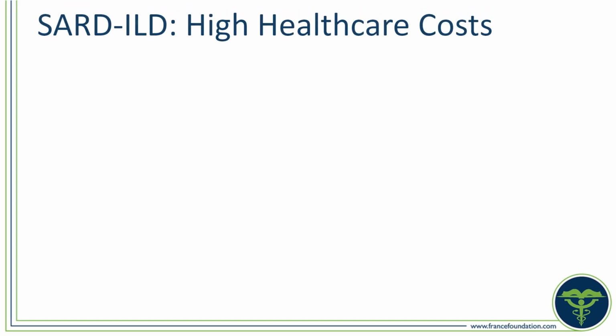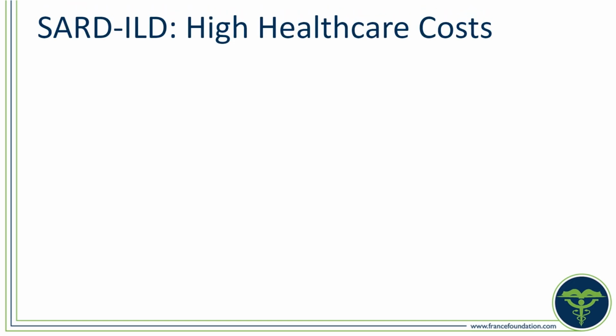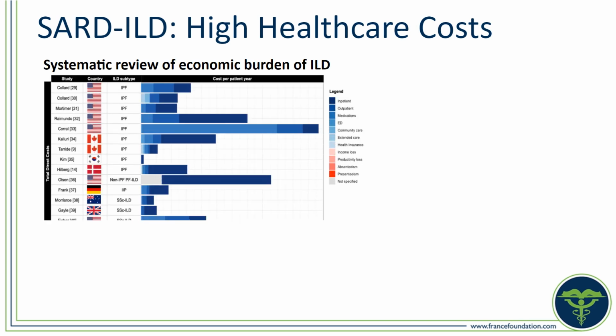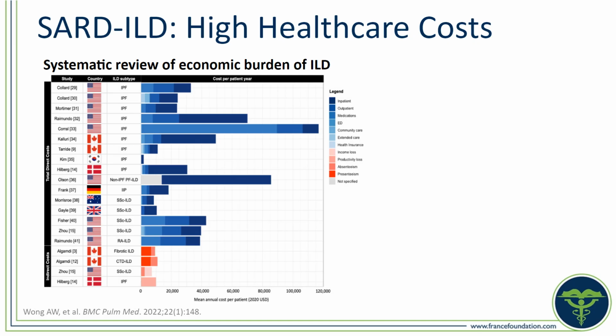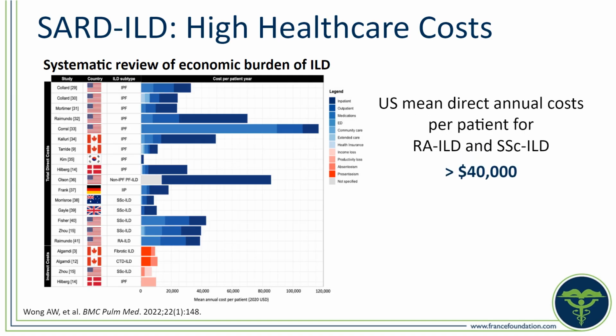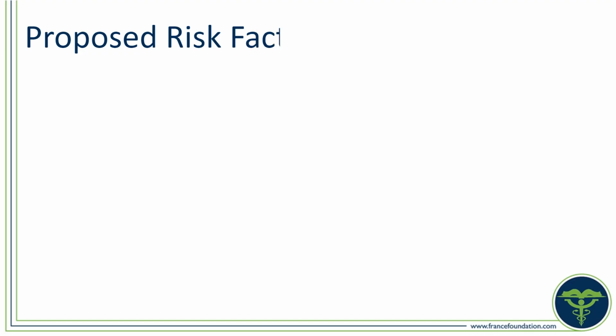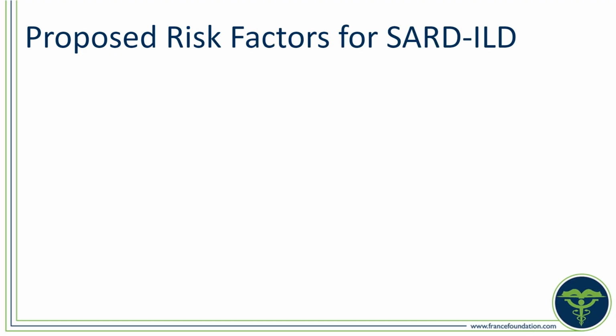Finally, interstitial lung disease also has a high economic burden. In this systematic review, they estimated that the direct annual costs of interstitial lung disease in RA and systemic sclerosis were greater than $40,000 per year. Now that we understand interstitial lung disease is frequent in people with rheumatic diseases and it dramatically affects their outcomes, we need to understand how to identify it.